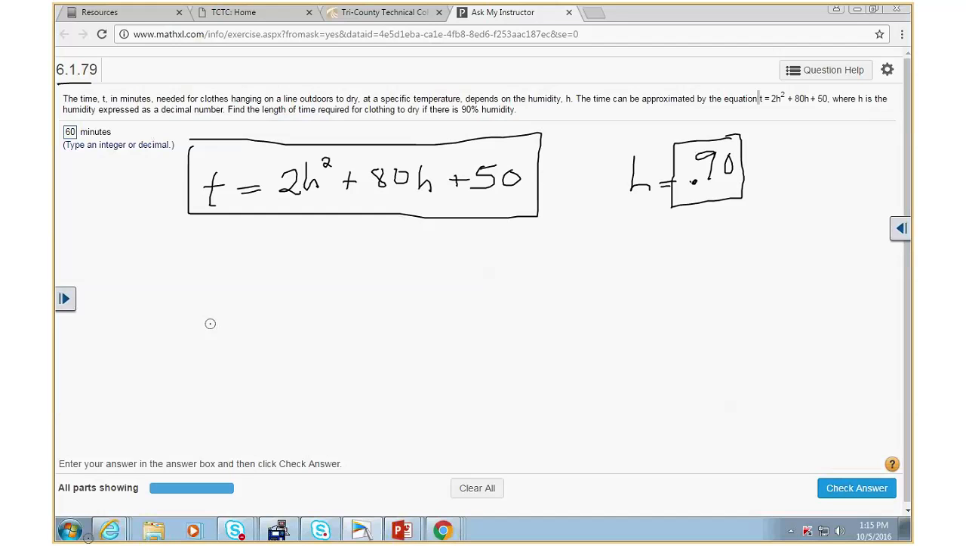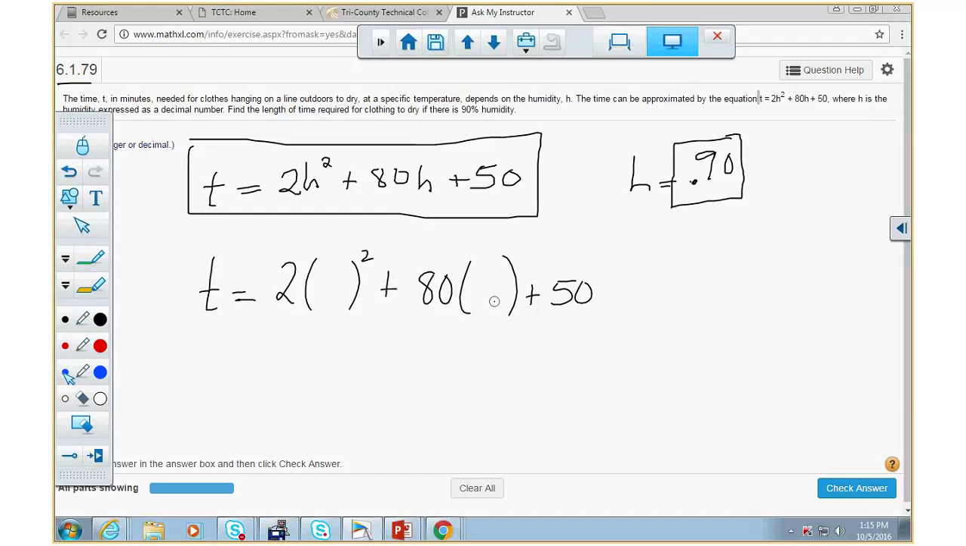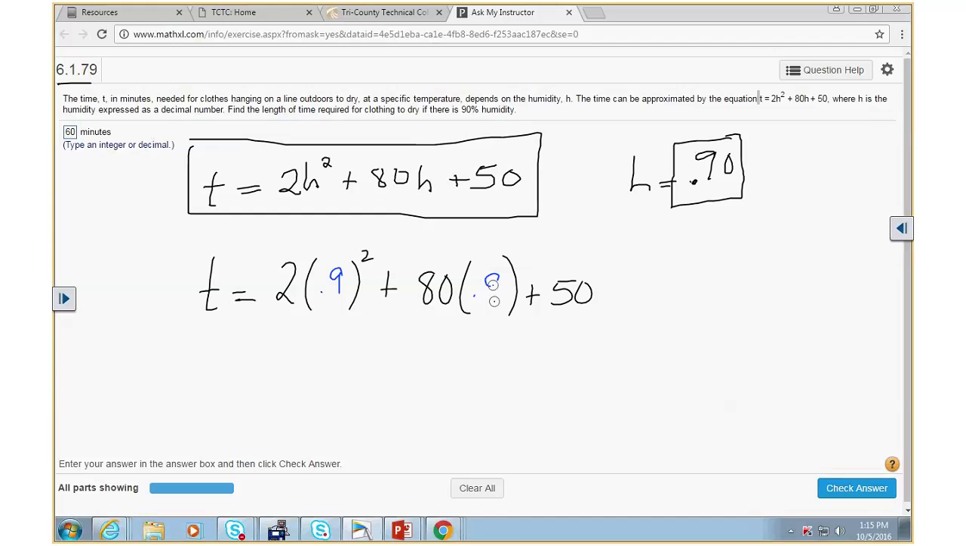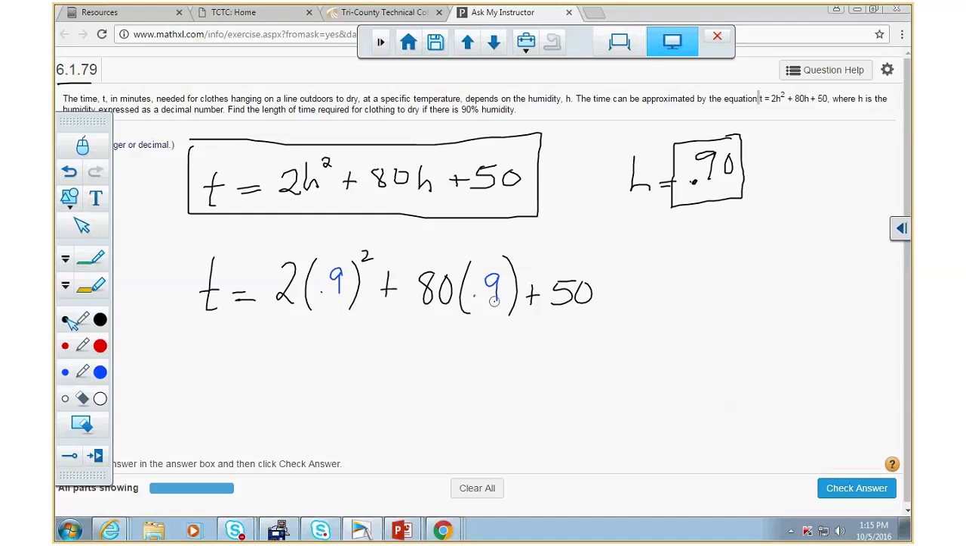So, T is equal to, first thing I do is draw big sets of parentheses. 2 times parentheses squared plus 80 times parentheses plus 50. Now I'm going to plug in a 0.9 here. And a 0.9 here. Now you may need your calculator, but what's 0.9 squared? 0.81? Y'all check me on the calculator.